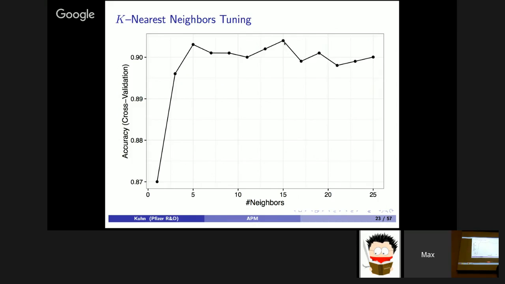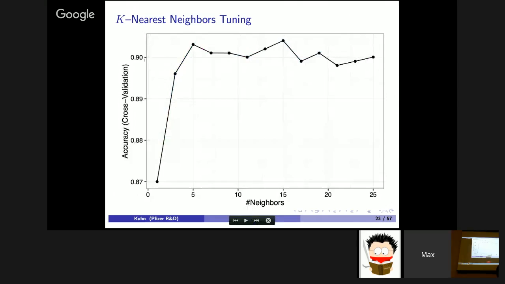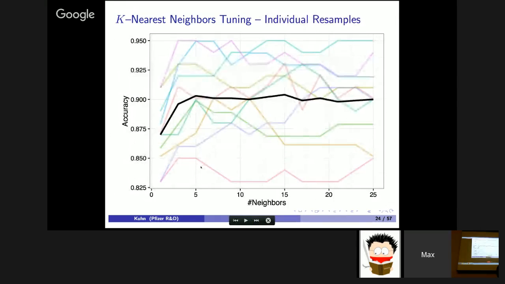The thing I want to bring to your attention is the individual resampling profiles. This is the same profile, but the scale is a little bit expanded because here are the individual resamples. If this were the first resample, you can see the pattern comes up, stays up a little bit, and then comes back down and wiggles a little bit.